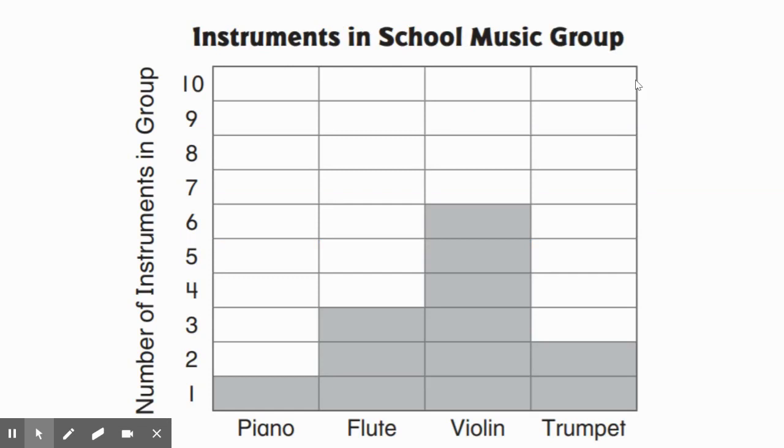On the next page, on page 144, you see this graph. It's important to always stop and look at a graph to interpret the data. This graph's title says Instruments in School Music Group. Piano, flute, violin, trumpet. Number of instruments in group. And you can see that this is a bar graph, and the shaded in parts represent the number of instruments in a group.